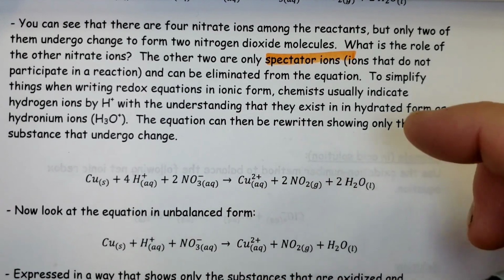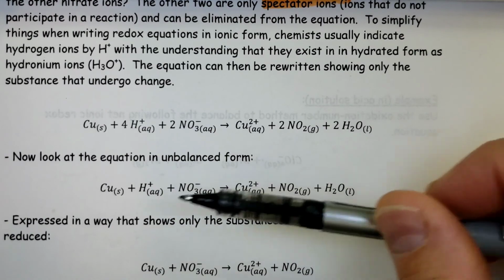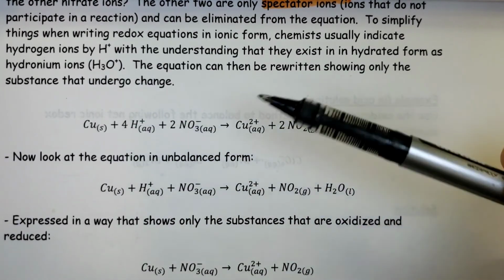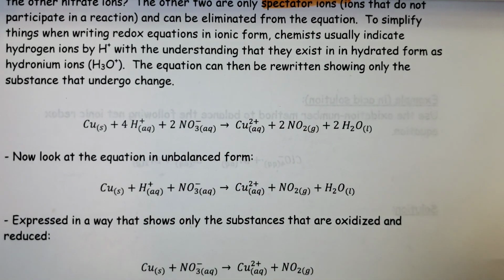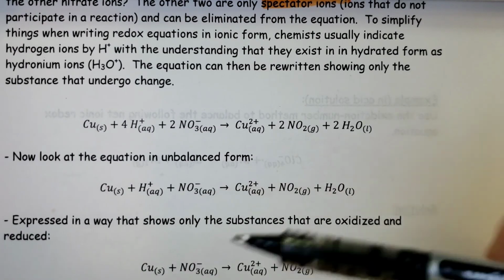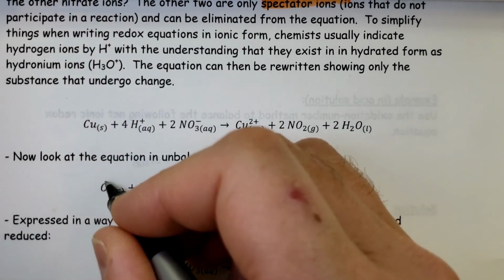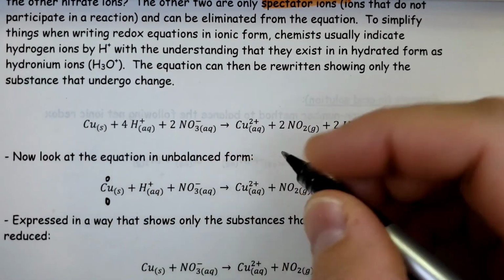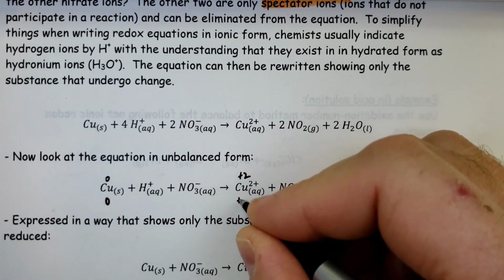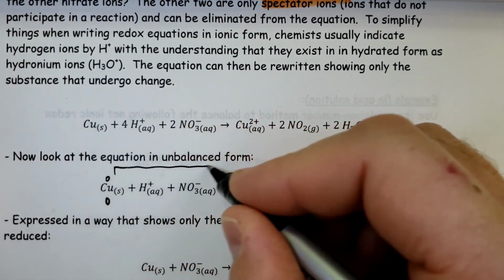And if I look at the equation in unbalanced form, so get rid of the coefficients, we have this. And if I'm looking at the substances that are only oxidized and reduced, so here we know that copper is undergoing oxidation.